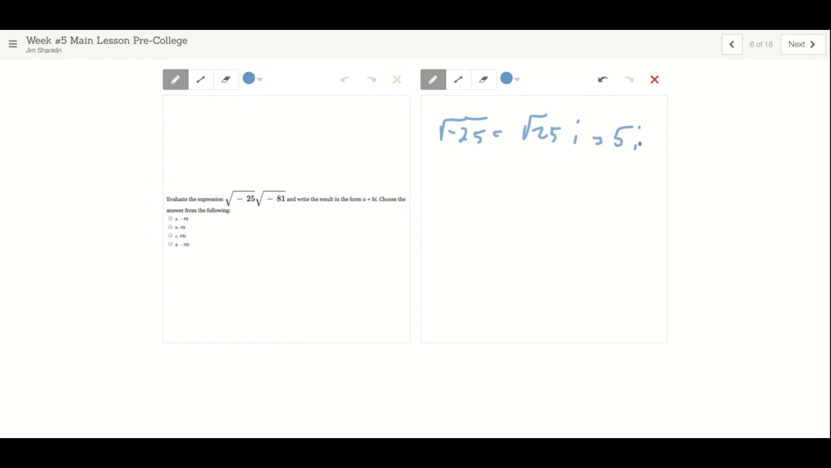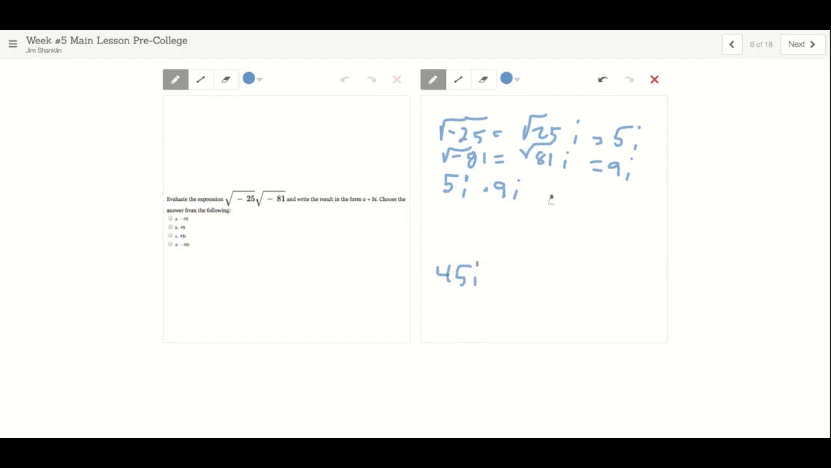I agree with that. That is absolutely correct. The square root of negative 25 is 5i. Okay, so I've got 5i here times, well, then I saw a lot of kids do this with the square root of negative 81. They rewrote it as the square root of 81i, which is 9i. I agree with that. So a lot of kids did this. And then a lot of students said, oh, my answer is 45i.